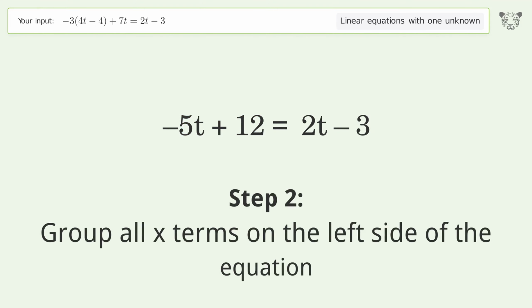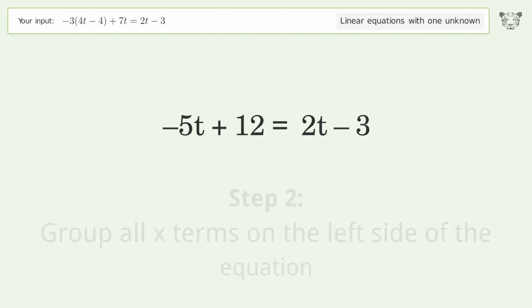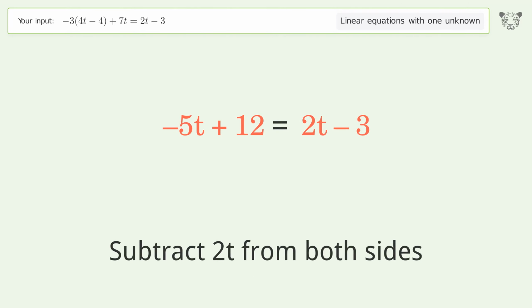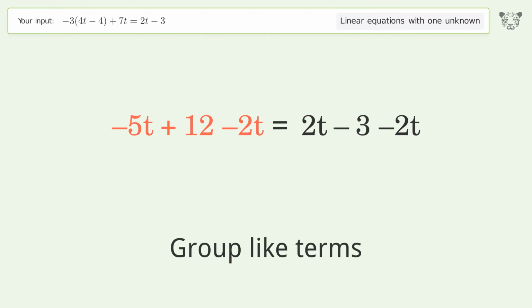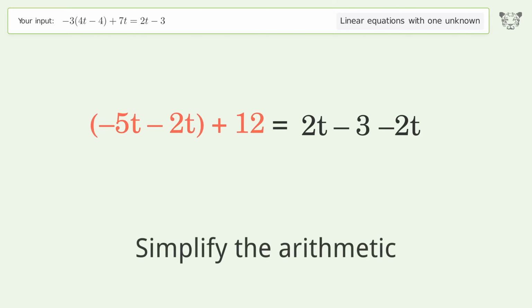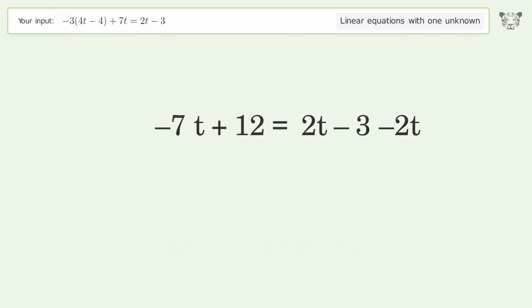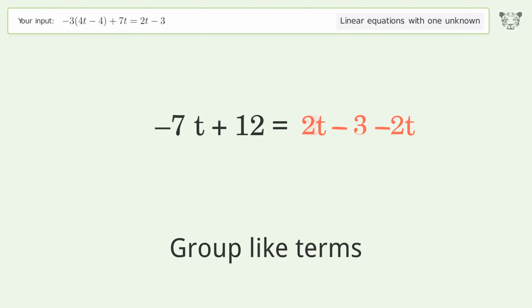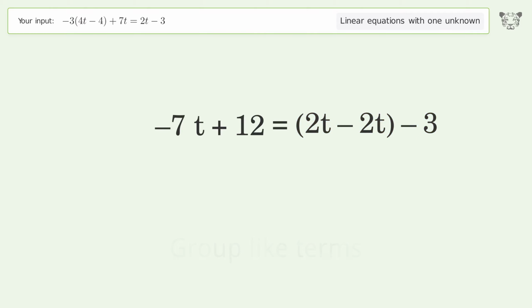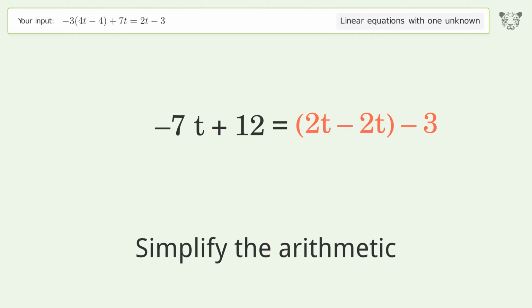Group all x terms on the left side of the equation. Subtract 2t from both sides. Group like terms. Simplify the arithmetic. Group like terms. Simplify the arithmetic.